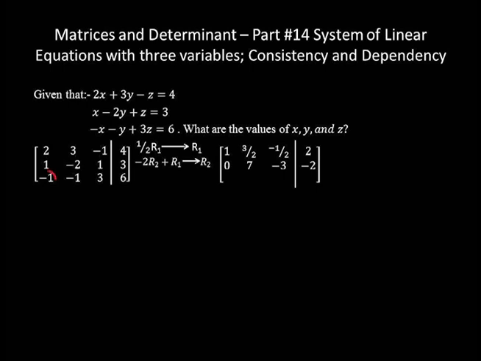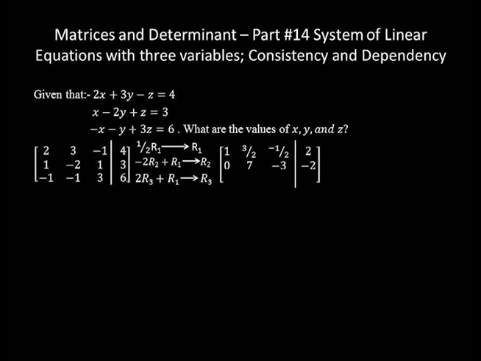To make this negative 1 a 0, we can multiply it by 2 and add the product to this 2. So the formula that helps us to convert this negative 1 to 0 is 2 times row 3 plus row 1, and that sum will go to row 3.